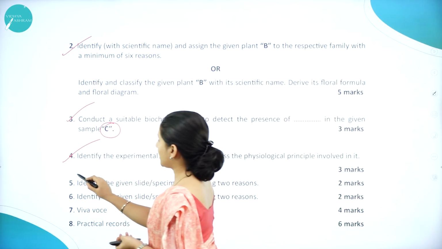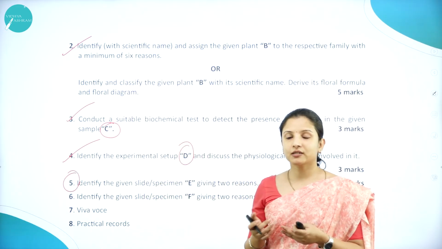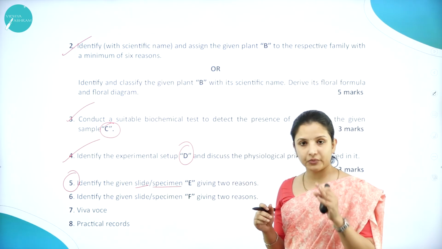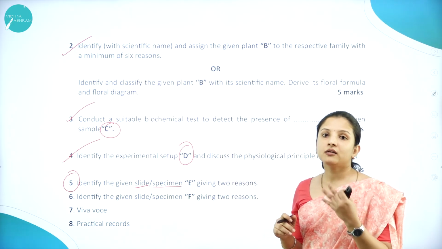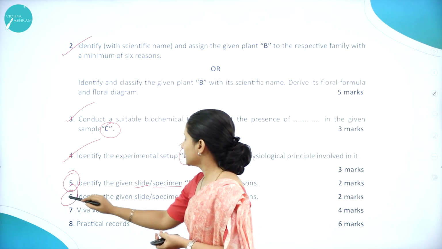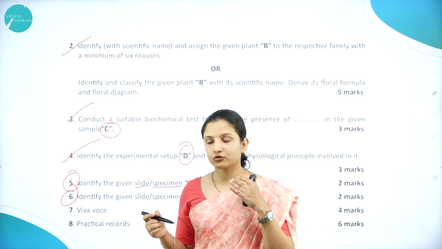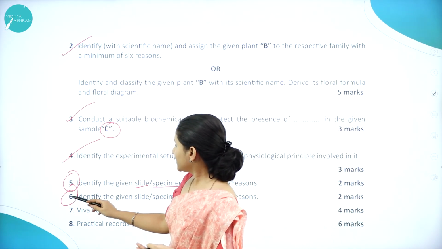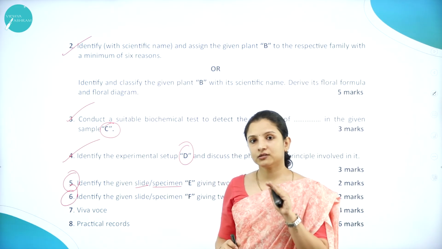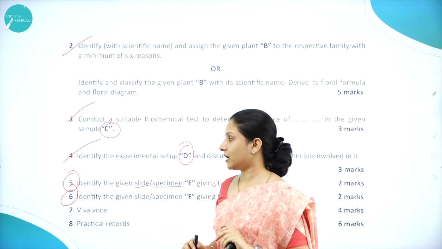Next is question number 5. In question number 5, a slide will be focused under the microscope or a specimen in a glass bottle will be kept. You have to identify and give reasons, right? Points about it. Next, in question number 6, you have to identify. So all these carry different marks. So totally up to question number 6, it will be for 20 marks. Next 2 questions, it is for 10 marks. So performing the experiments will fetch you 20 marks.